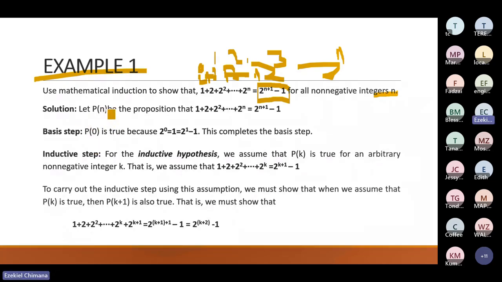Let P of n, which is a propositional function, be the proposition that 1 plus 2 plus 2 squared up to 2 to the power n is equal to this one. So our P of n is equal to this proposition. So the basis step, remember we said for all non-negative integers. On the basis step, make sure that the value you put here is within the domain that you will be given here. So our n is a non-negative integer.